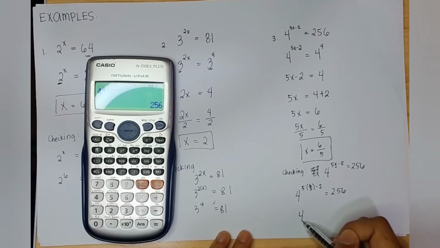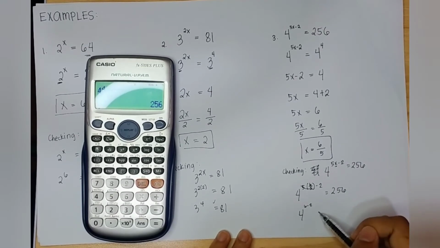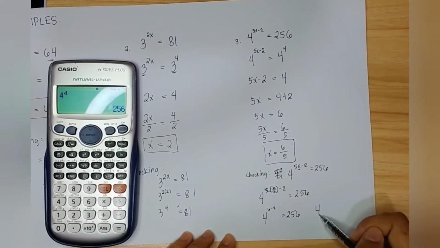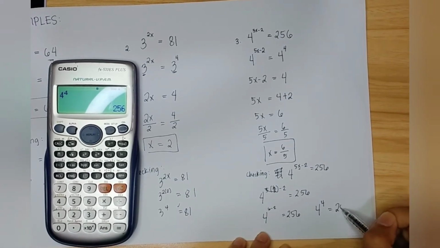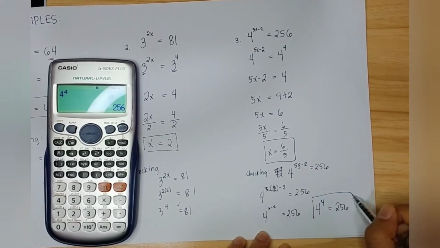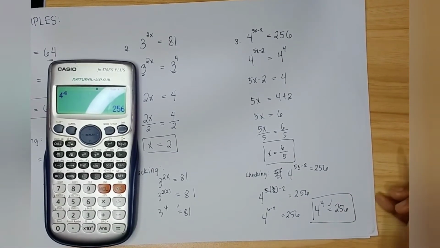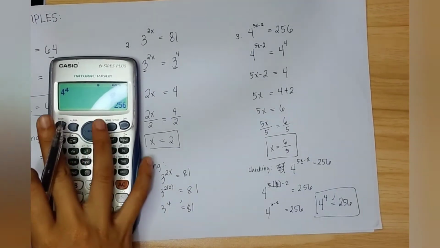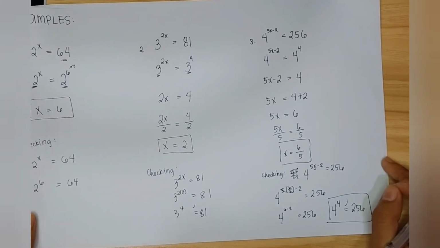So, 5, makancel out, it is equal to 1. So, 6 minus 2 is 256. This is 4 raised to the power of 4. 6 minus 2, that is equal to 4. So, we have that is equal to 256. That means, tama yung sagot natin. Okay? So, proceed tayo sa next example.